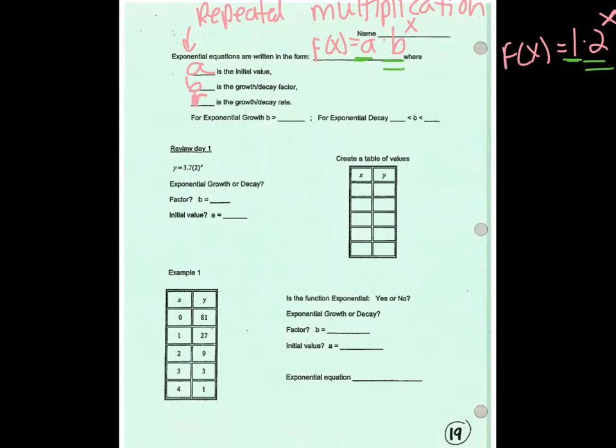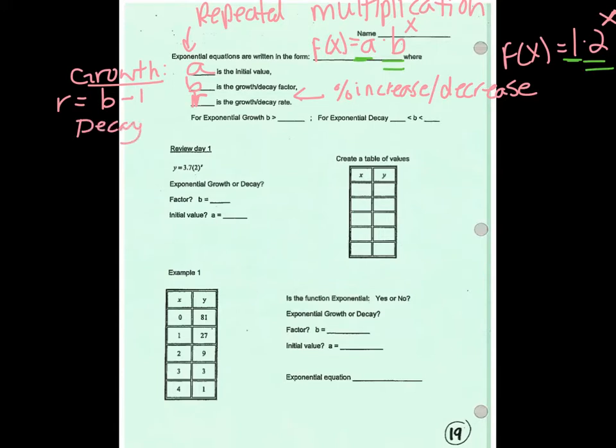r isn't actually in the equation, but we can get r, which is basically the percent increase or decrease. So by what percentage are you changing the amount you have? We can get it if it's growth by taking b and subtracting 1. If it's decay, to find the r value, to find the rate, we take 1 and subtract b from it. That'll give us our r.